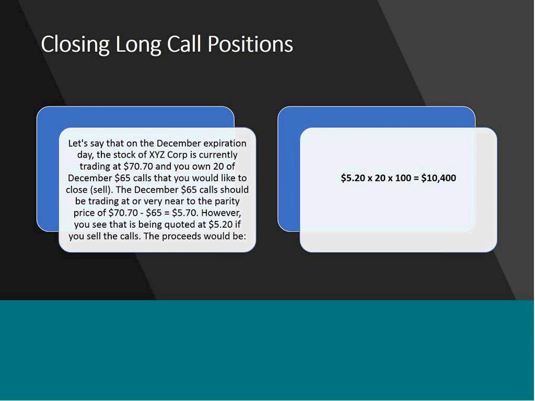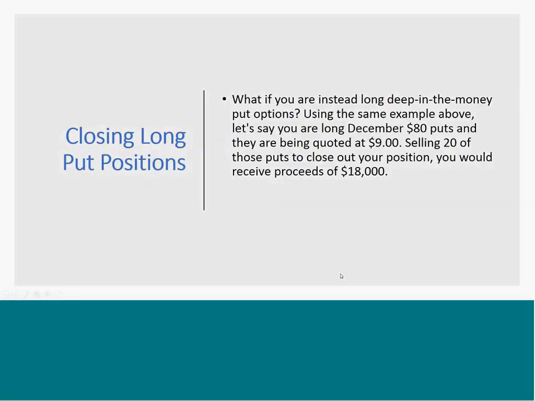So the December expiration corporation trading at 70.70, and you own 20 of the December 65 calls. That would look closest out. The December 65 call should be trading at very near to parity, which would be 5.70. However, as you know, they changed the markets and they know what's going to happen, so they're going to stop you from getting that price. If you go to stock, you get money, you get paid, and that's the important thing that we're always looking for is opportunity to make money.